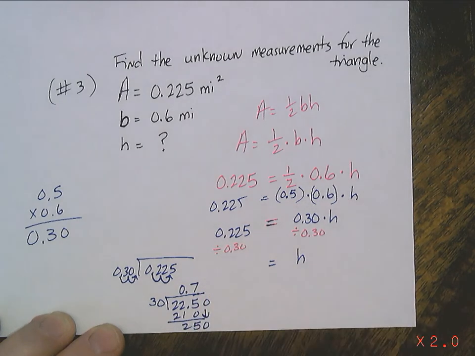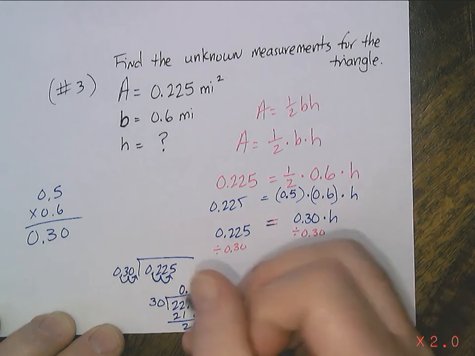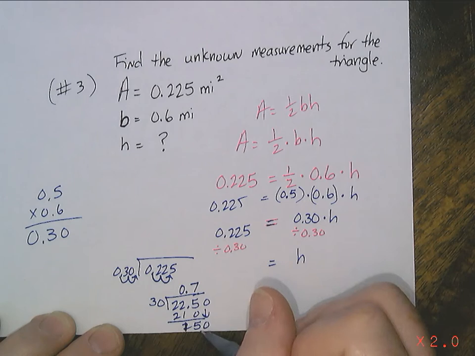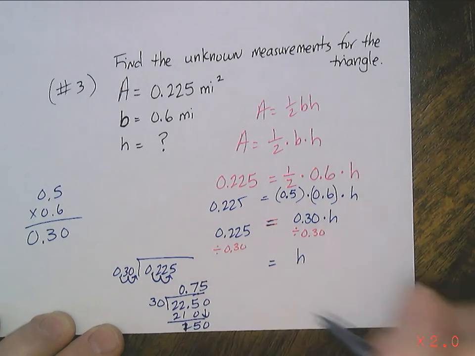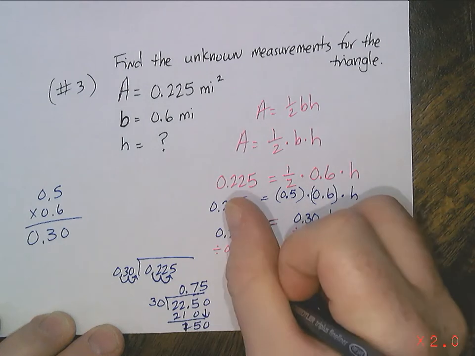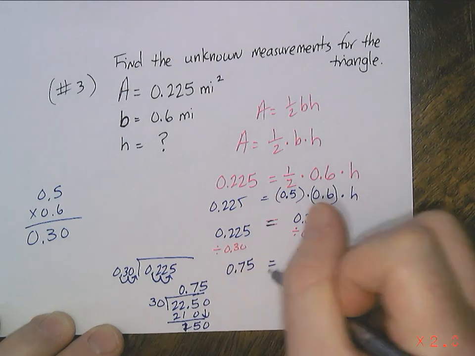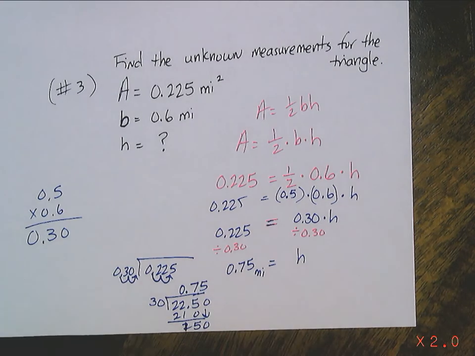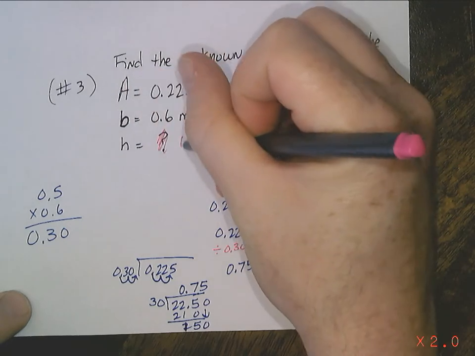Sorry, I'm running out of space here. Then 30 can go into 150. I messed up here, this is a 1. My bad, 150. 30 goes into 150 5 times. And that'll cancel it out, so that's going to be our answer. So 0.75 is going to be our height. So 0.75 miles is our height. And that's what you're going to put up here.